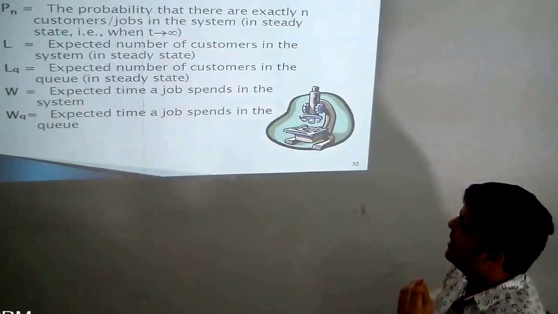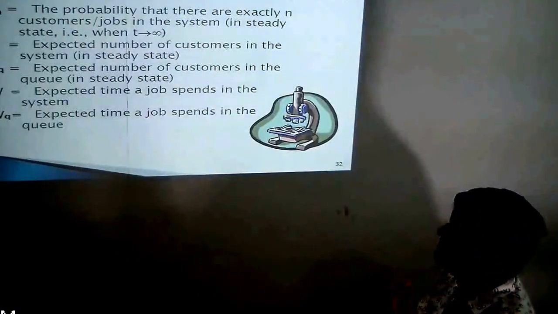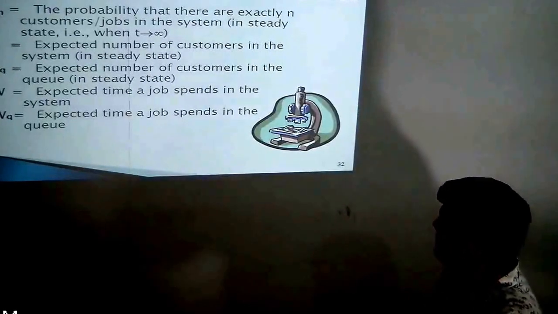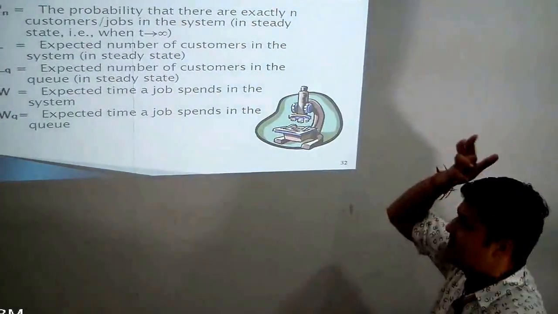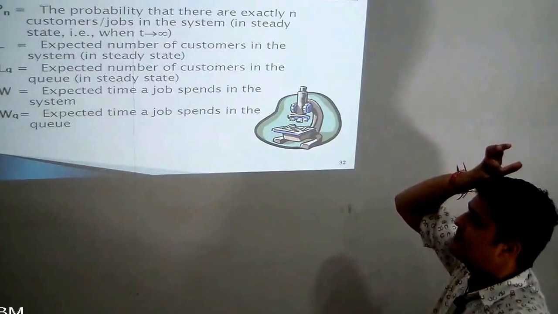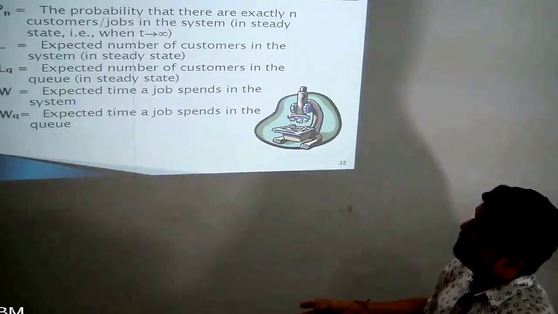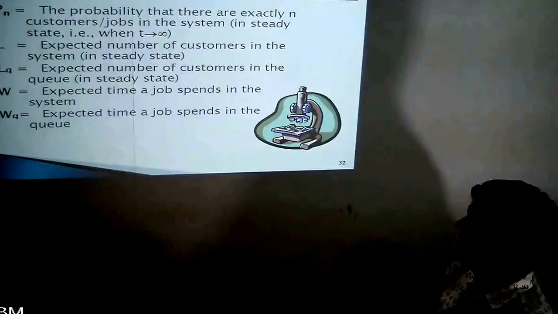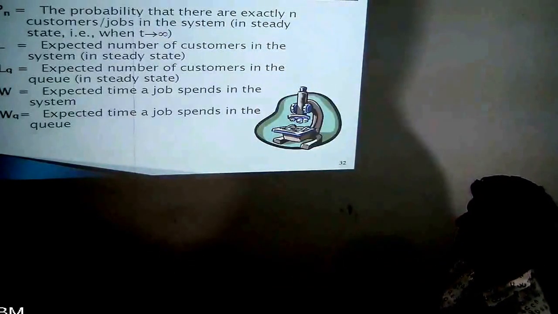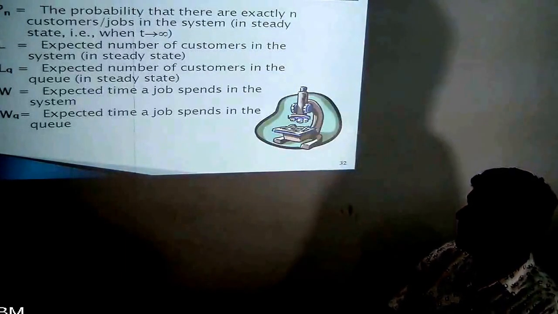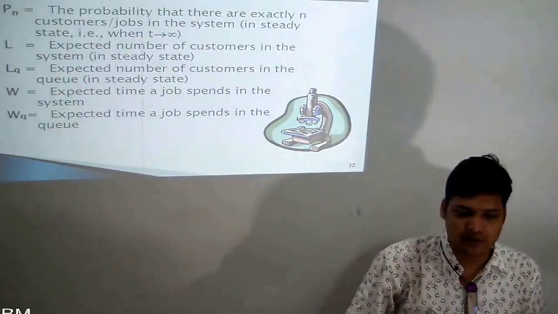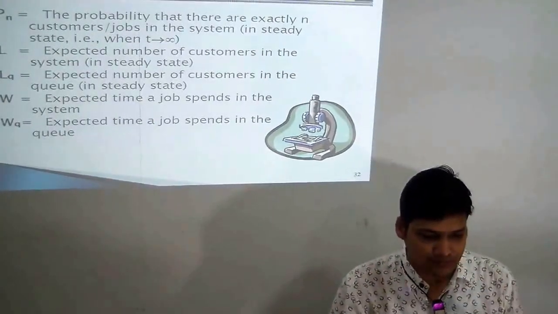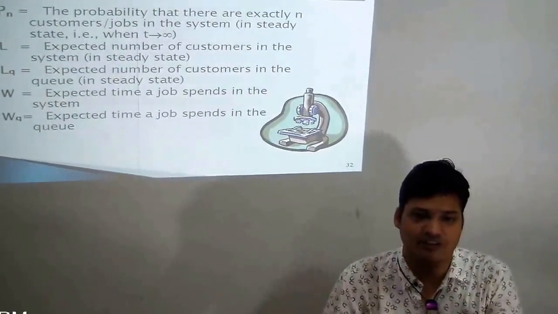Here we have the notation for steady state analysis. P_n is the probability that there are exactly n customers or jobs in the system. L is the expected number of customers in the system. Lq stands for the expected number of customers in the queue. W is the expected time a job spends in the system, and Wq is the expected time a job spends in the queue. These are the notations for each value that we can check over here.